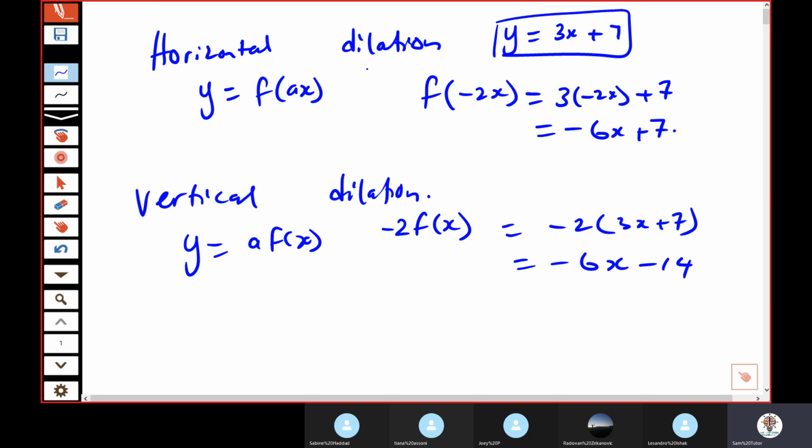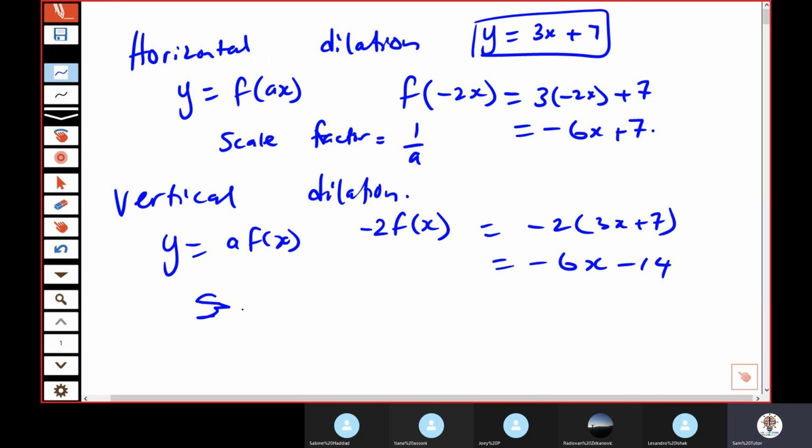With your horizontal dilations, because your y value is not changing, your scale factor equals 1 on a. For your vertical dilation, because the whole y value is changing, everything, the front and the first number and the second number, changes when multiplied by negative 2. Whereas here, only the x's are changing. Your y value will never ever change. Because of that, your scale factor equals a.